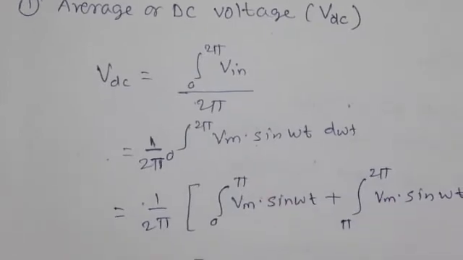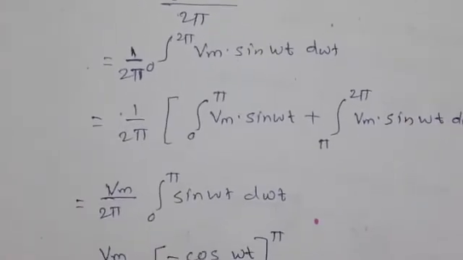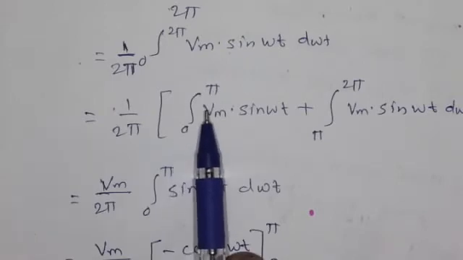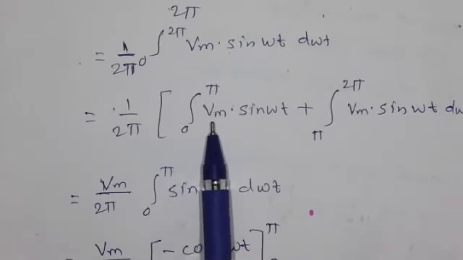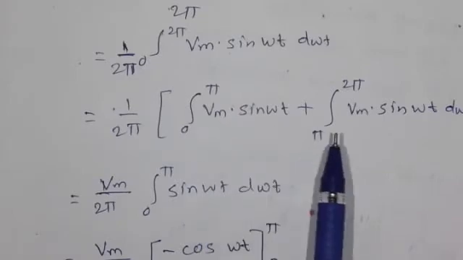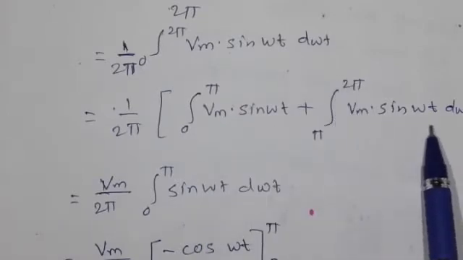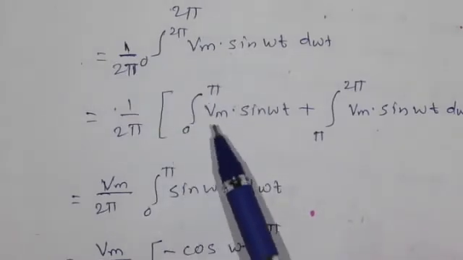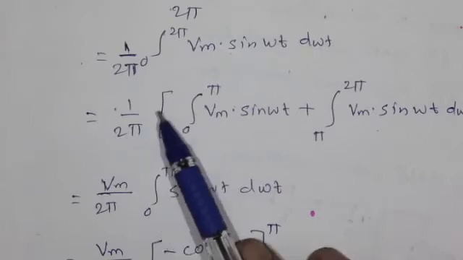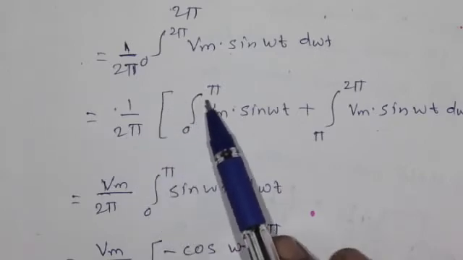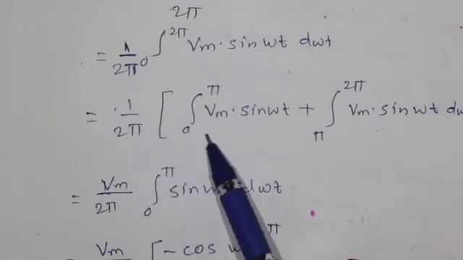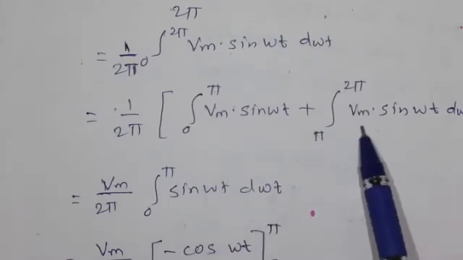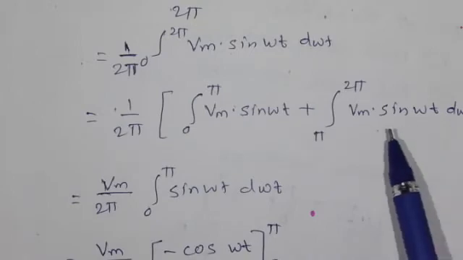Now, if you are seeing the output waveform, what happens? The output is observed only for the 0 to pi angle, meaning during that positive half cycle we get conduction, and from pi to 2 pi there is no conduction. Therefore we have to make two equations: 1 upon 2 pi into the square bracket of the integration from 0 to pi of Vm sin omega t, plus the integration from pi to 2 pi of Vm sin omega t d omega t.